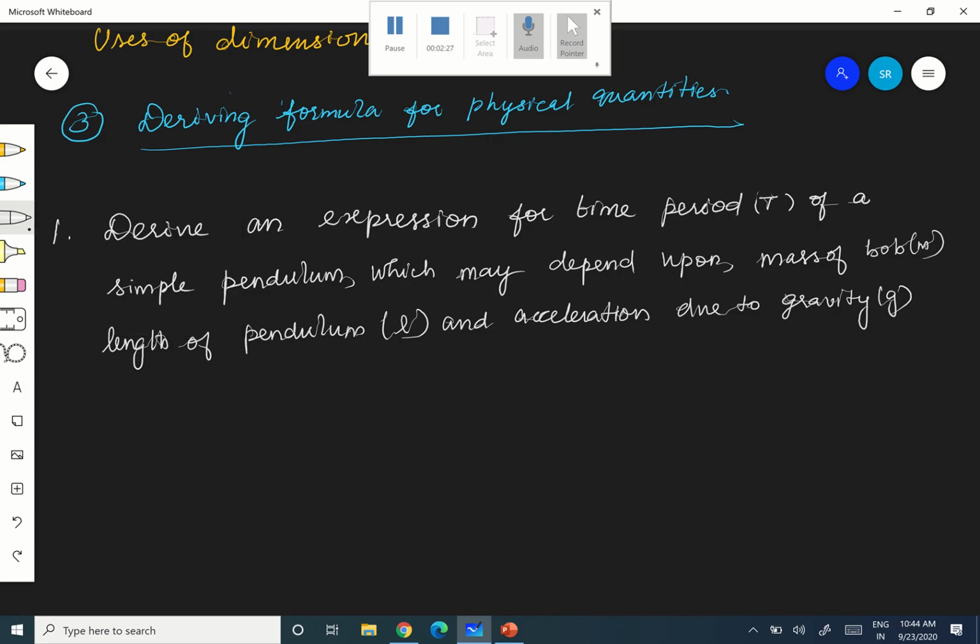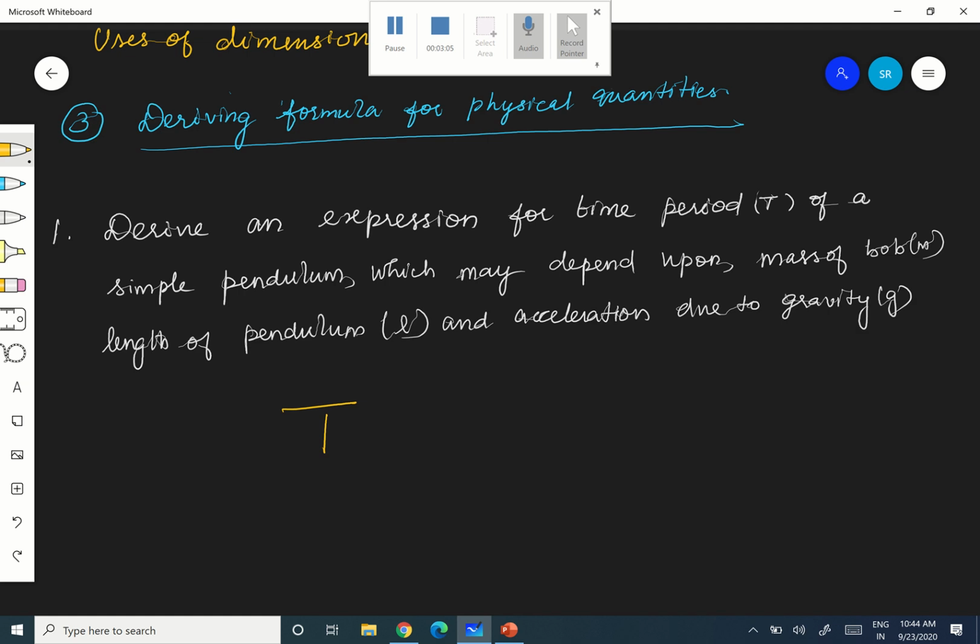Okay, so now this capital T, for which we have to find out the expression, depends on three factors. What are all the factors? Mass, length, and acceleration due to gravity. Therefore, how it depends is the question. Actually, they have given one hint in the problem. It may depend upon these factors. That's all. It is your duty to derive the formula for that particular physical quantity.